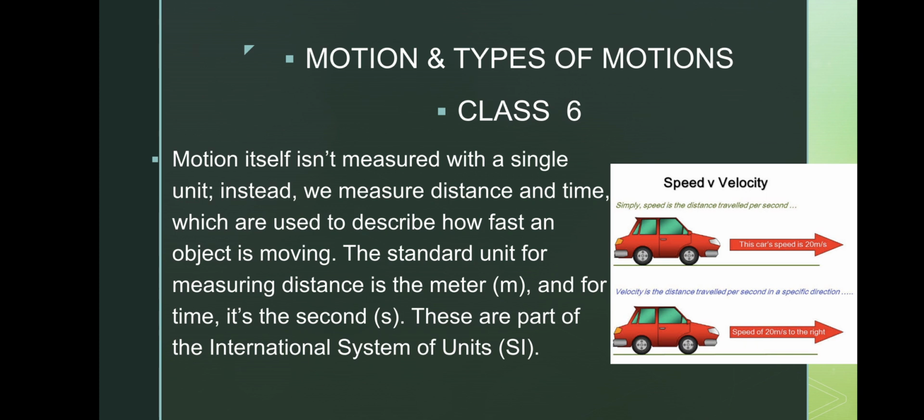So speed versus velocity is shown here. Speed means any direction it can go, whereas if a particular direction is taken, then it is called velocity. So simply, speed is distance upon time, or distance travelled per second, and velocity is the distance travelled per second in a specific direction.